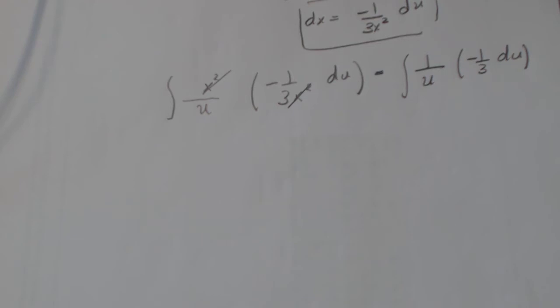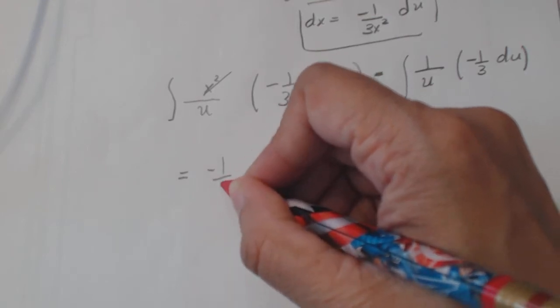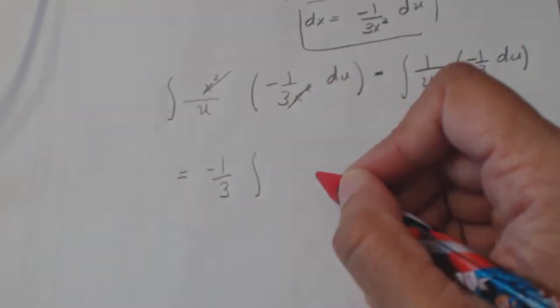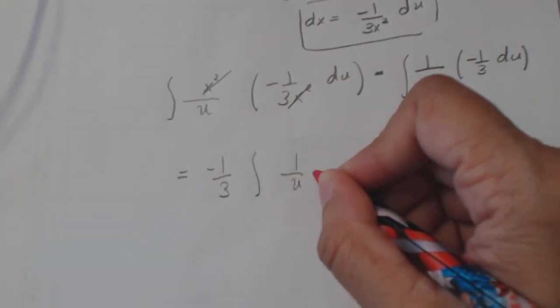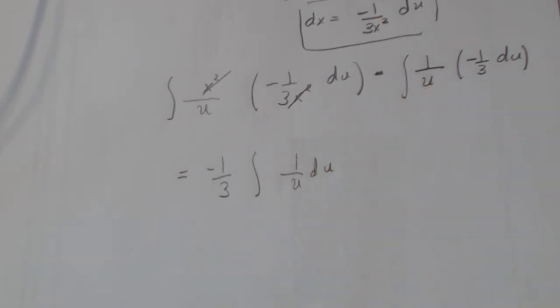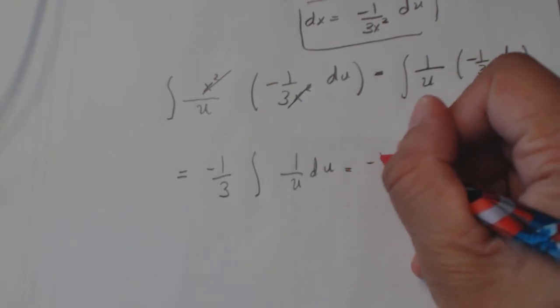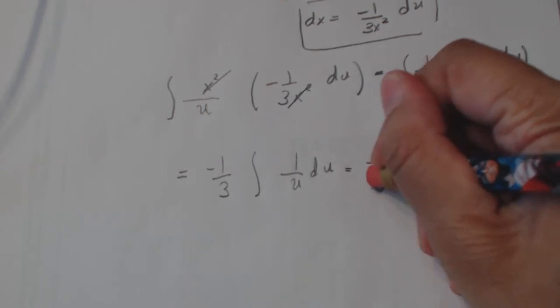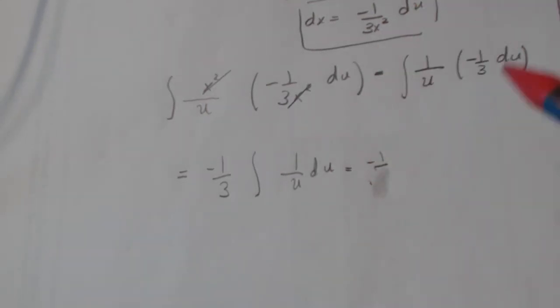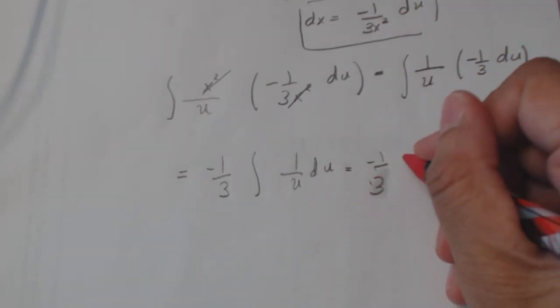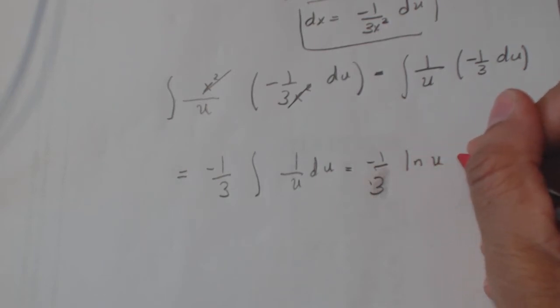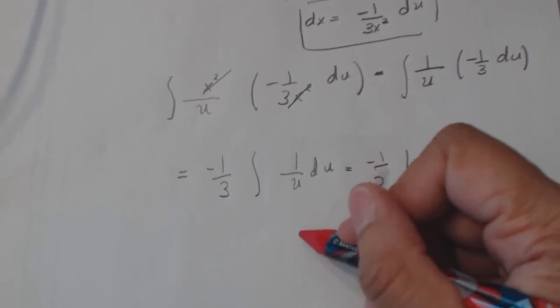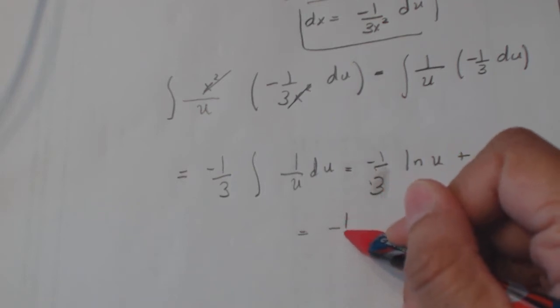So this is where I'm at now. The Andy method, pull out the minus 1/3 into the front, and I get 1 over u du. The antiderivative of 1 over u is natural log x, or I guess natural log u in this case. Natural log u plus c, and then we resubstitute back.